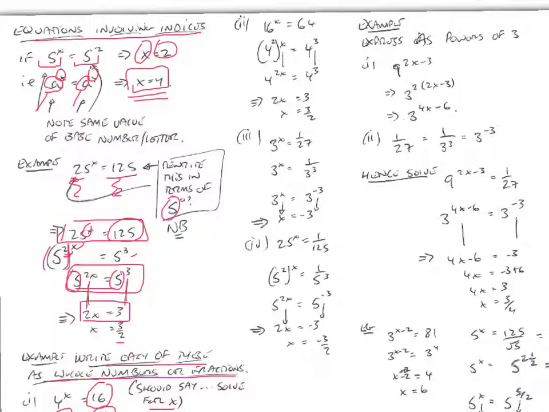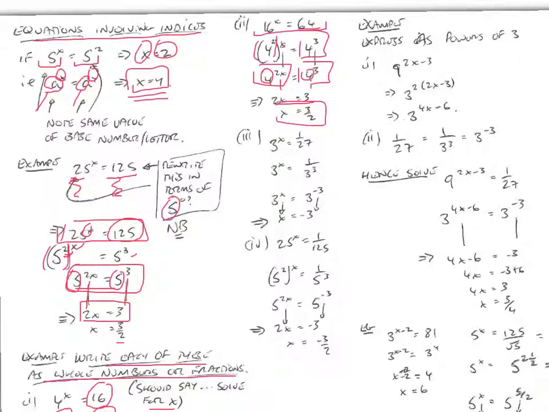16 to the x equals 64. So I'll try to reduce both sides to base number 4. So 16 is 4 squared, all to the x, and 64 in terms of 4 is 4 to the power of 3. So 4 to the 2x is equal to 4 to the 3, so the bases are the same. So now I say 2x is equal to 3, x is equal to 3 over 2.